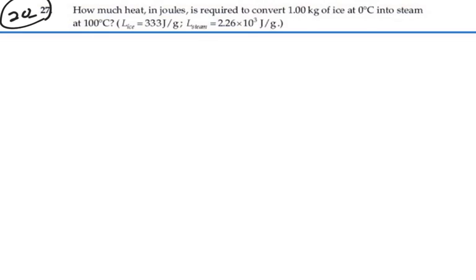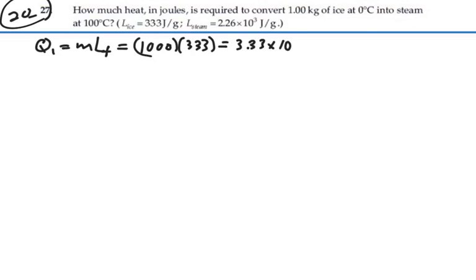Alright, so we have three heats involved here. One for the phase change of the solid ice into water, one for heating the water 100 degrees to the steam point, and then one for the phase change from liquid water into gaseous steam.